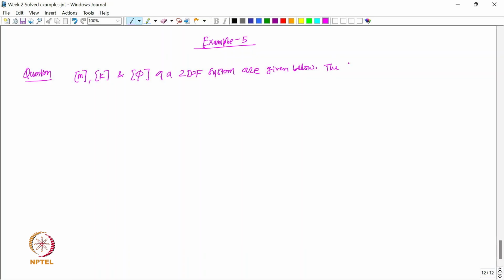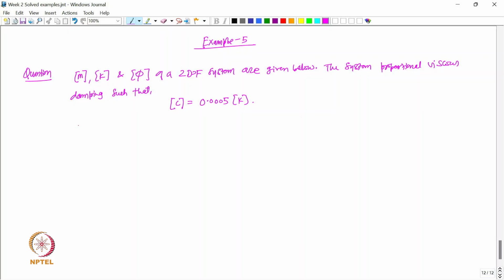The system has proportional viscous damping such that the damping matrix C is given as 0.0005 into the stiffness matrix. So, damping matrix is proportional to the stiffness matrix, that is what is given.